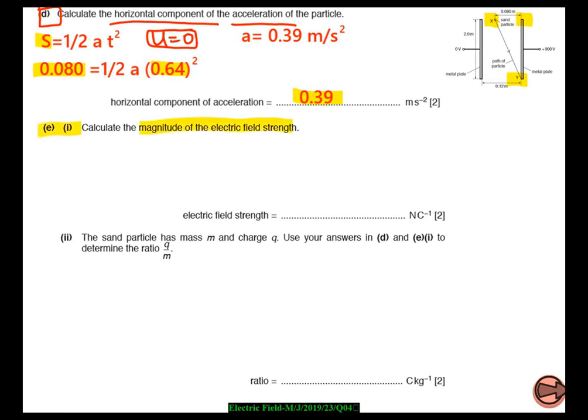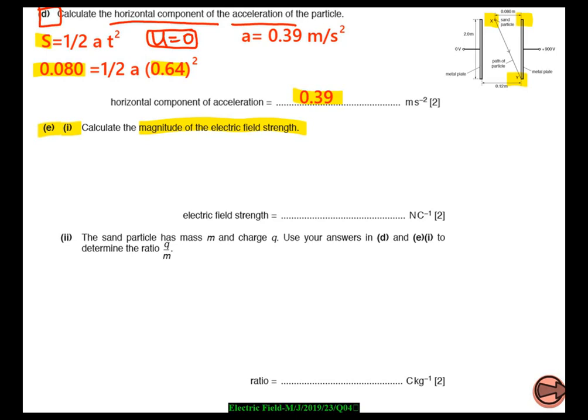So how can we calculate the value of E if the potential difference between the two plates is given to us, and the separation between the two plates is also given to us? You can see here, the potential difference between these two plates is given, and the separation between the two plates is also given. If we can find these two pieces of information, then we simply need to use a formula and we can calculate.